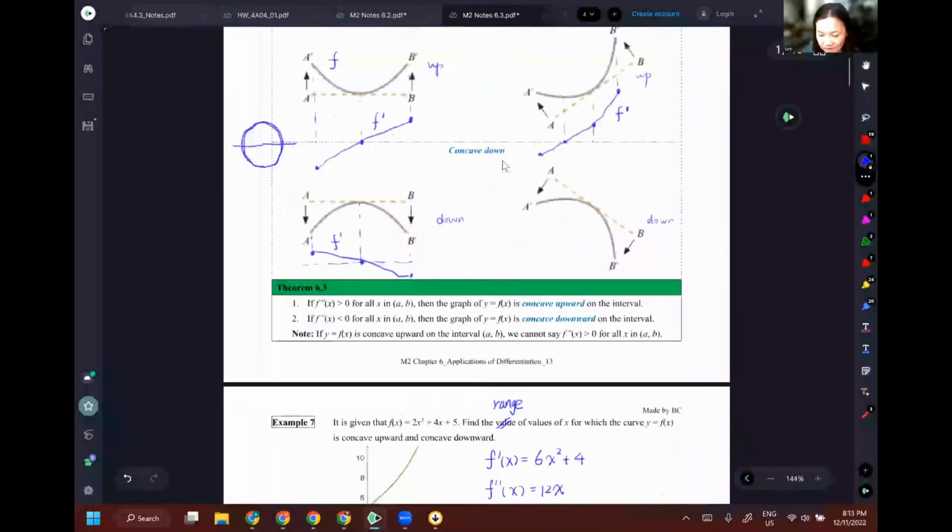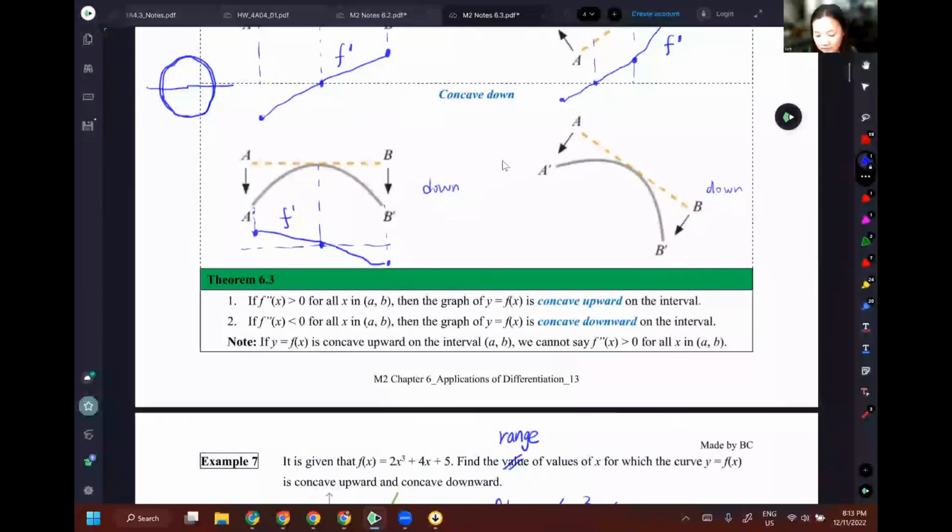Look at theorem 6.3. If the second derivative is positive, meaning the first derivative is increasing, it's a concave upward curve. If it's negative, then it's concave down. There is a note. It says that this theorem cannot be said backwards. I will talk about this note later on in today's lesson.